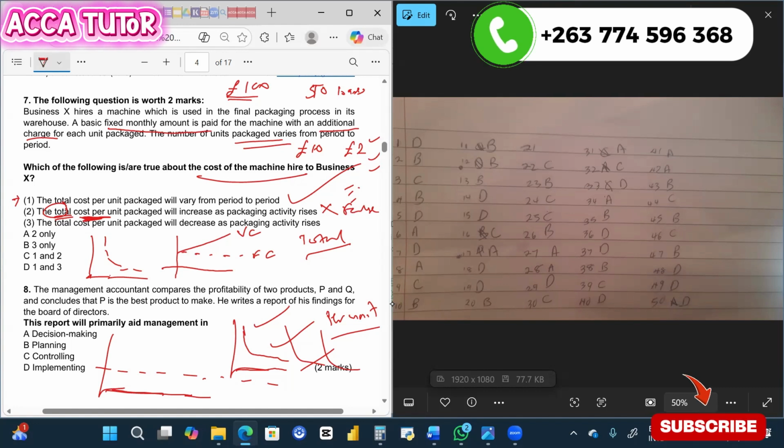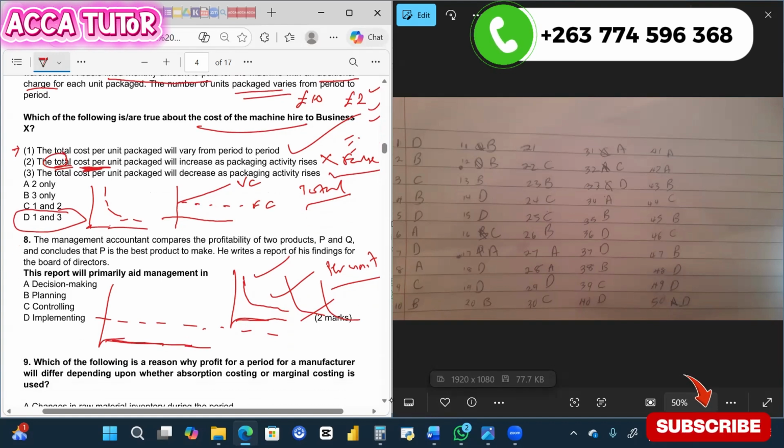What about statement number 3? The total cost per unit packaged will decrease as packaging activity rises. This one is the correct one, because that's what we are saying. When we produce more, the cost per unit is likely to decrease. So the correct answer should be D, options 1 and 3. Any questions?